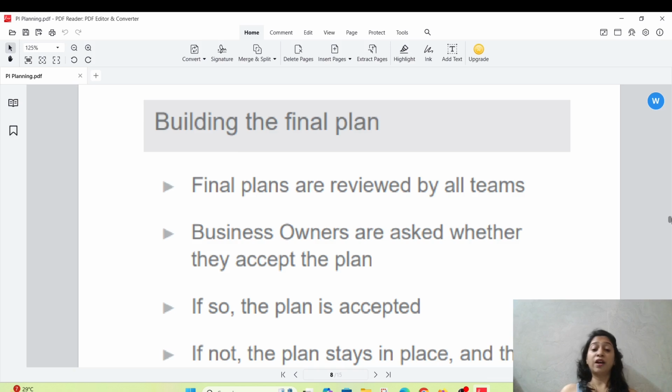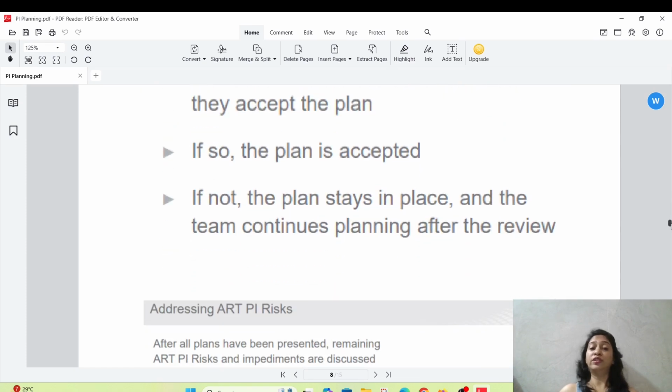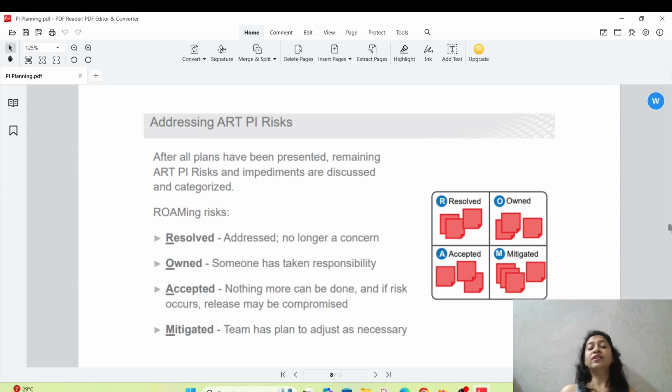The final plans are reviewed by all the teams, so that dependencies are also eliminated after final planning. Then the business owners are asked whether they accept the plan or not. If so, the plan is accepted. If not, the plan stays in place, and the teams continue planning and review again. Now, addressing the PI risks: after all plans have been presented, remaining PI risks and impediments are discussed and categorized.